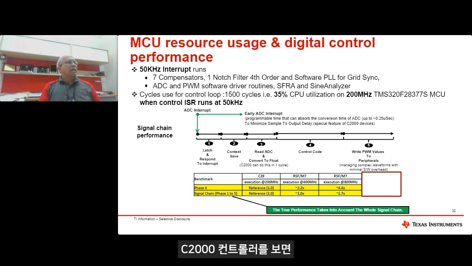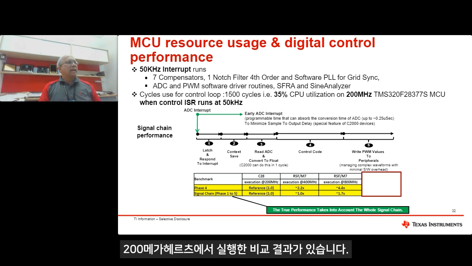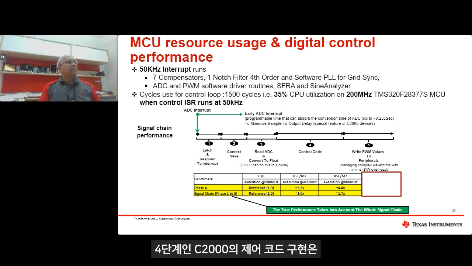So if you look at the C2000 controller executing at 200 megahertz, there's some comparison here with an M7 running at 400 megahertz and another M7 running at 800 megahertz. For the phase 4 control code implementation, since the C2000 is running at 200 megahertz, if we take that as the reference, then the 400 megahertz is basically running 2 times faster.